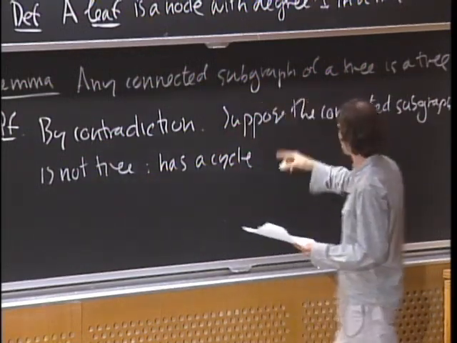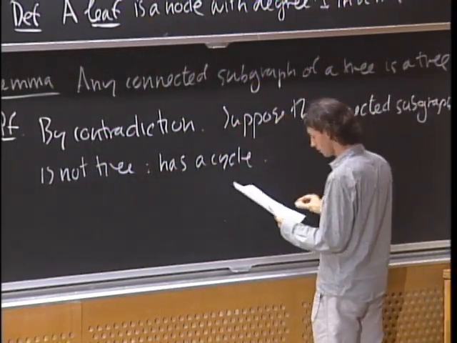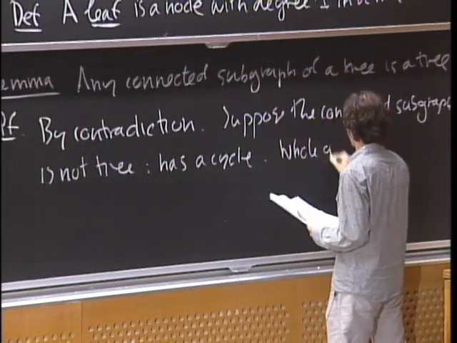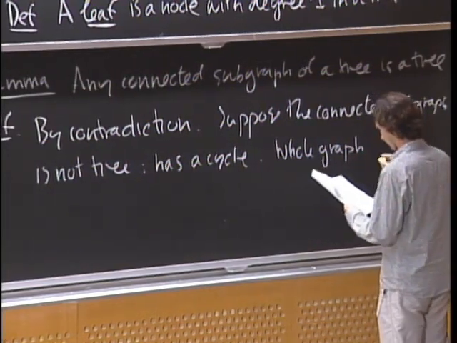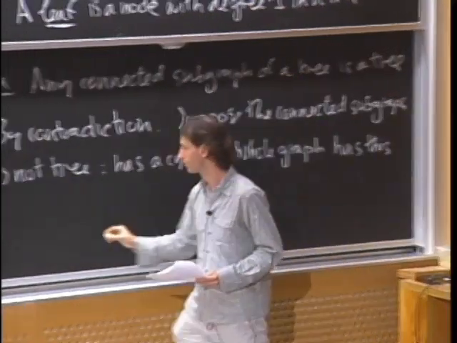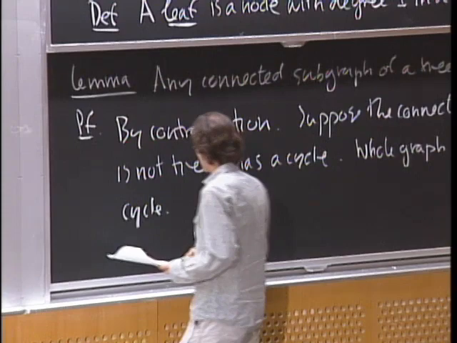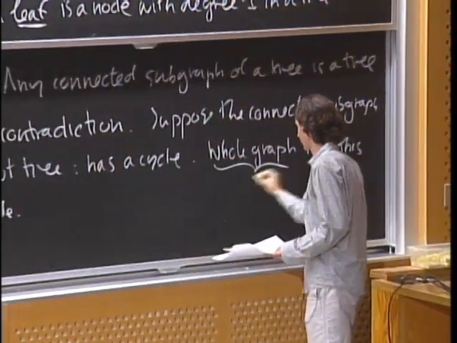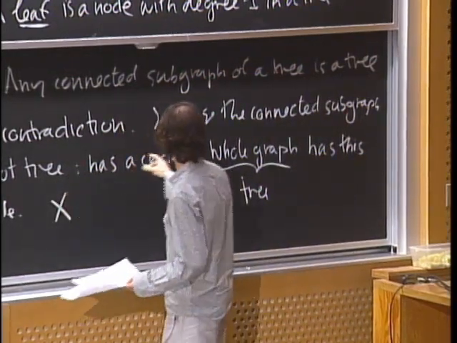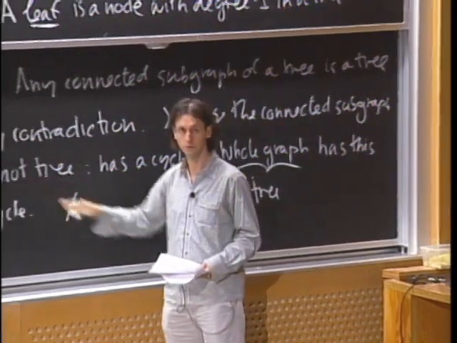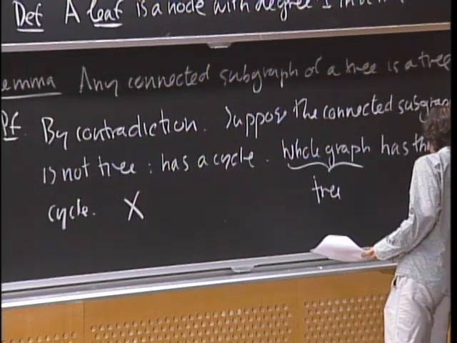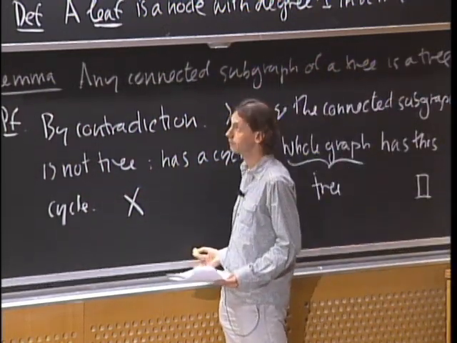But now, since it is a subgraph of the bigger graph, we know that the cycle must also be in the whole graph. So the whole graph has this particular cycle. But wait a minute, the whole graph is the tree. And a tree is acyclic, so we get a contradiction. So that means that our original assumption that it is not a tree is wrong, so it is a tree. So this is, again, such a general kind of proof method that we repeatedly use here.